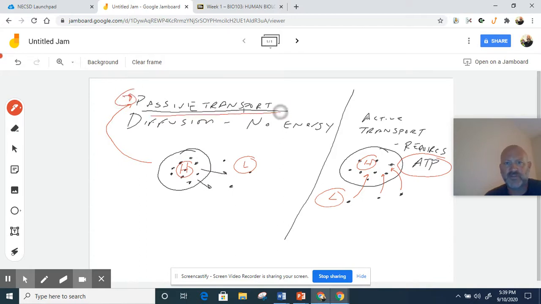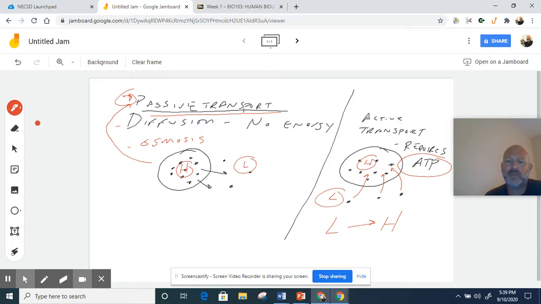So this is passive transport. This would be diffusion. This would be osmosis. And then we have the opposite, which is active transport. All right. So when we're going from low to high, we're going up the concentration gradient. This is against the concentration gradient. So this is kind of like going uphill.